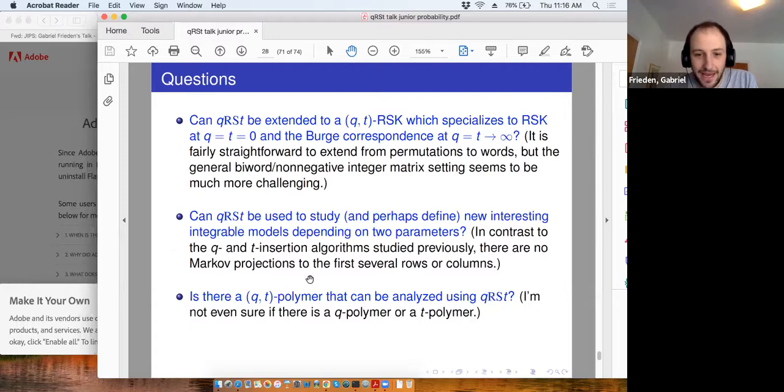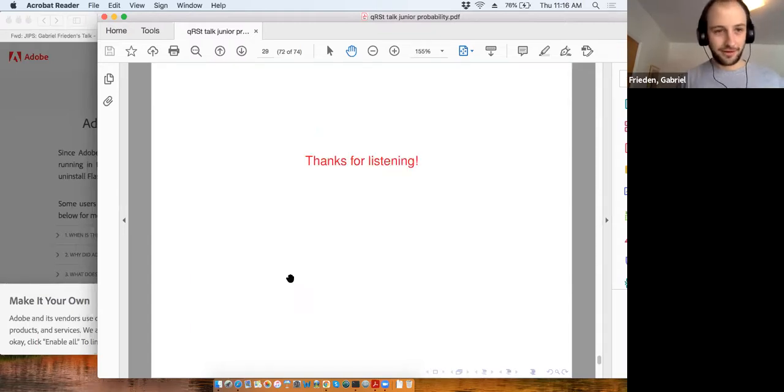And then, yeah, I'm wondering if there might be a qt polymer. Although I'm not even sure if there's a q polymer or a t polymer. So yeah, I'd be interested to know if any of you have thoughts about these questions. So thank you for listening.